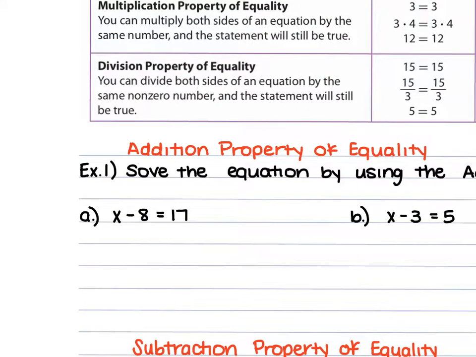So we're going to move that 8 over. So we're going to use inverse operations. So instead of subtracting it, we're going to add it to both sides. And we get that x is equal to, and we're going to add the 17 to the 8. The 7 plus 8 is 15. And then 1 plus 1 is 2, so x is equal to 25.